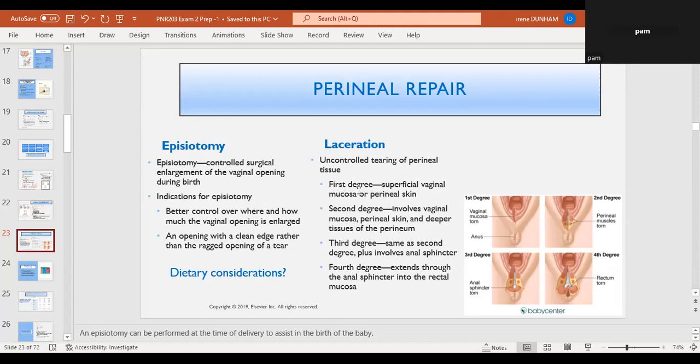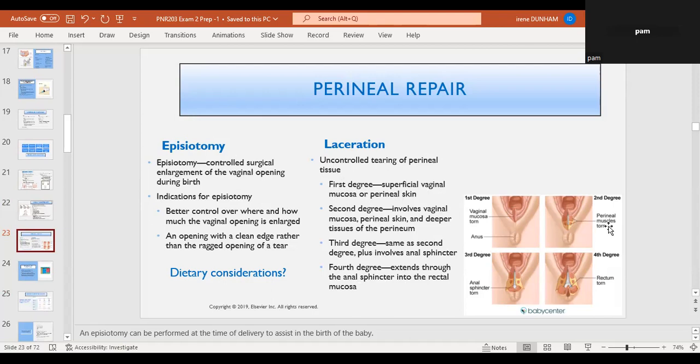And so on your first degree, as you can see here in the pictures, you just have a superficial vaginal mucosa. You see her little cut there? Okay. Now, either she has an epidural anesthesia, or she has that local that we put in here to numb this area. And then the second degree is a little bit deeper.